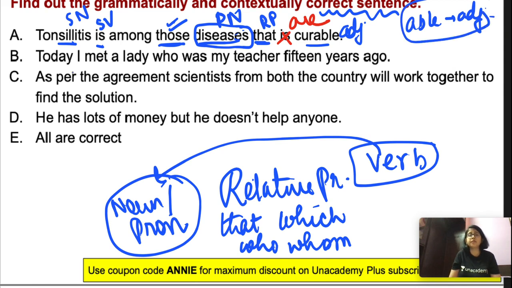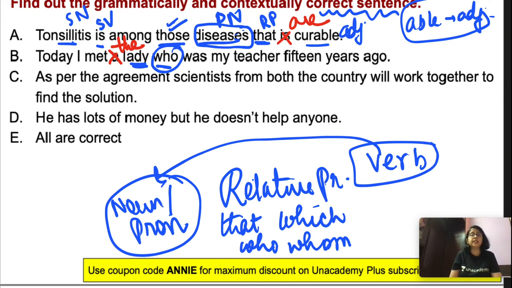Okay. Next. Today I met a lady who was my teacher 15 years ago. Now this who relative pronoun, this who makes the lady particular. You're talking about a particular lady. So here who makes the lady particular. So here you have to use the and not a. Today I met the lady who was my teacher 15 years ago.